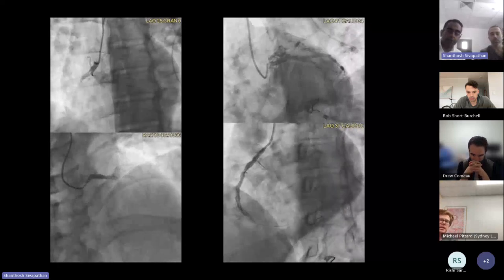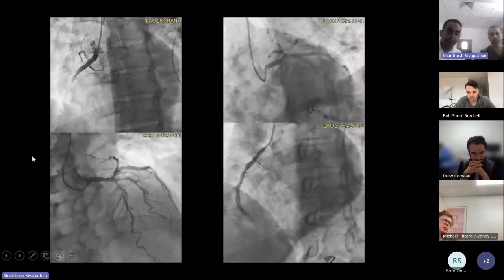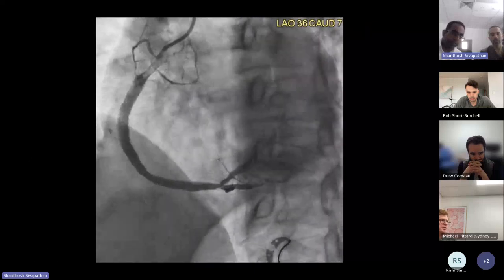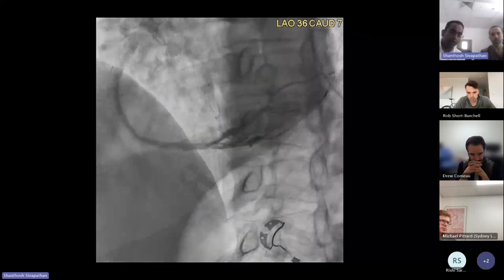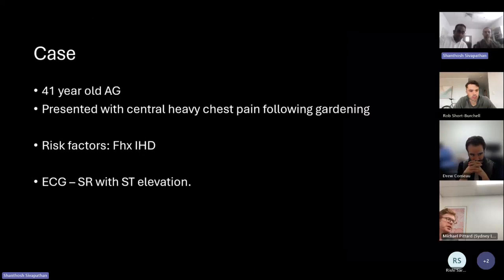So on the right bottom panel, they've wired it, ballooned it, and stented it so that they've now got flow across into the right coronary artery. All right, does that make sense so far? Any questions? Great.